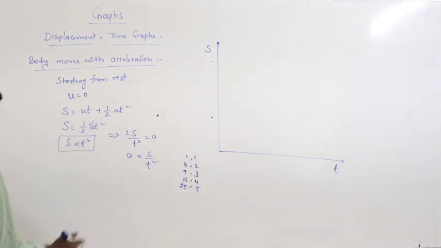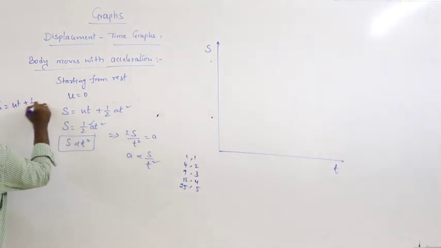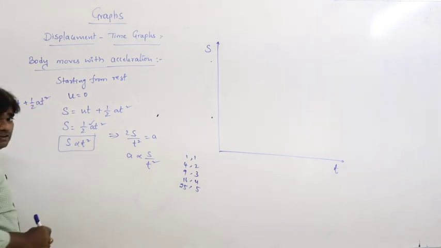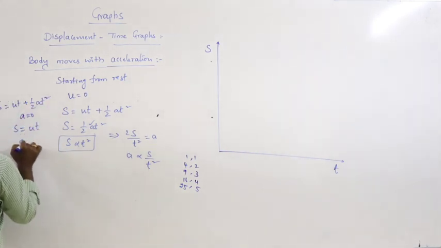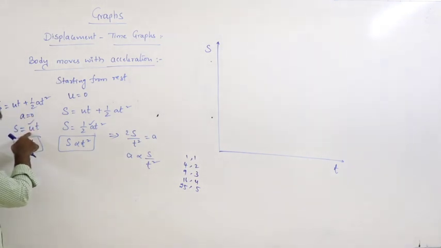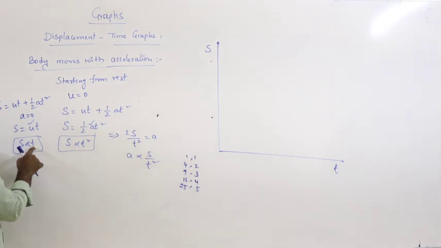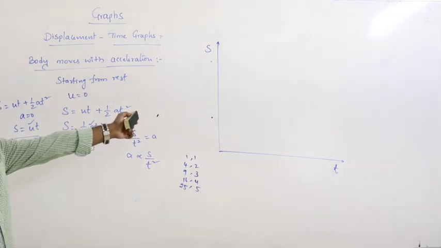In the previous case, we drew body moves with uniform velocity. From the equation s is equals to ut plus half at square, uniform velocity means acceleration 0, then s is equals to ut. So s proportional to t. Uniform velocity means velocity remains constant. That's why s proportional to t. S is 1, t is 1. S is 2, t is 2. 1, 1, 2, 2, 3, 3. Like that we draw the graph here.